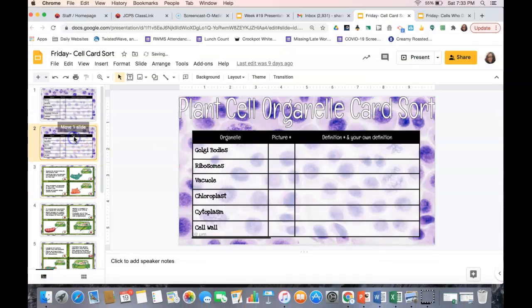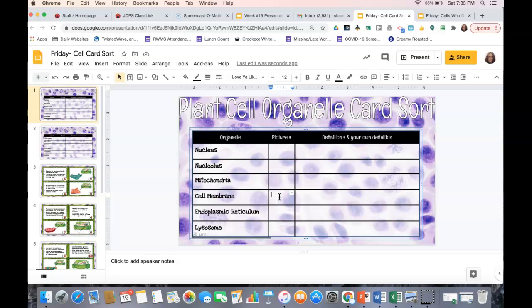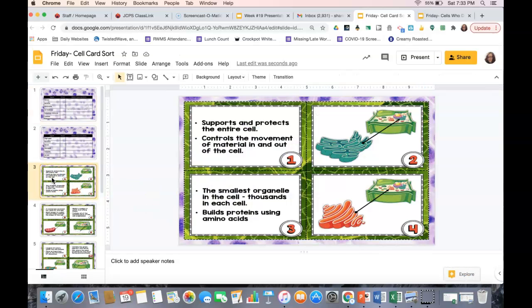So what you would do is go to this first page where it says cell membrane. The picture we haven't gotten yet, but the definition we did, and it was card number 1. So I'm going to type in number 1, and then the definition in my own words: part of the cell that lets things enter and leave the cell. Okay, just short, brief, to the point, tells you what the cell membrane does. Okay, so let's go back to slide 3 and look at the next card.